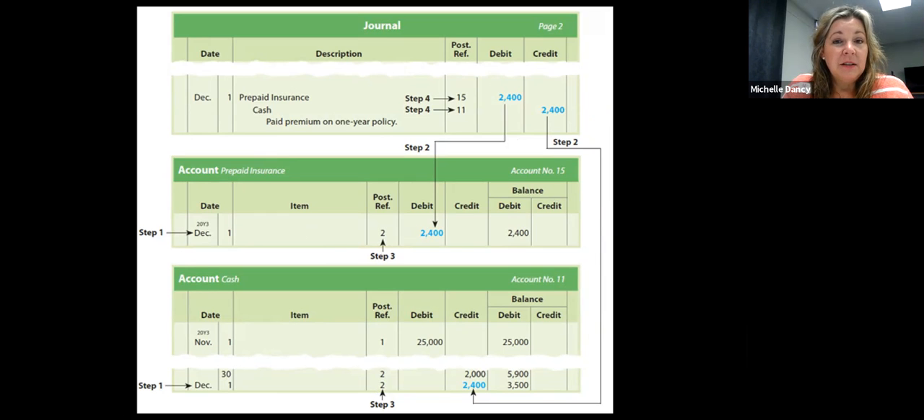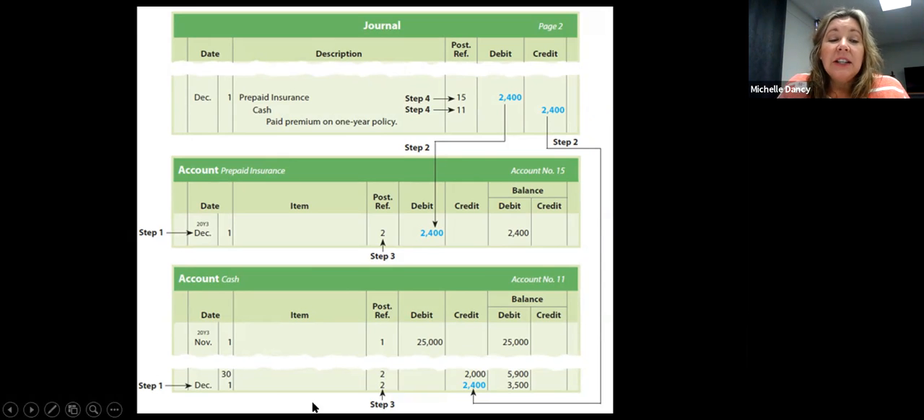So let me say that again. The posting reference column in the journal will always be the account number that you posted to. The posting reference column in the ledger will always be the journal page number. So these posting references basically link together your journal and your ledger. You can always figure out where your information came from. It creates like this big paper trail. Make sense?